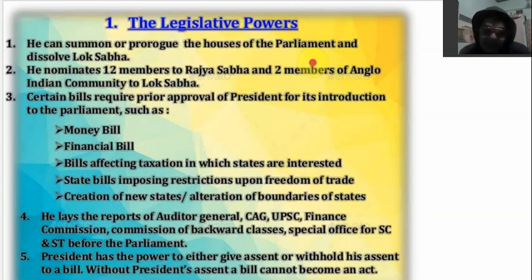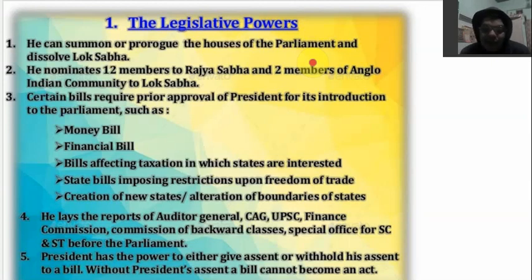Point 4 is he lays the reports of the Auditor General, CAG, Comptroller and Auditor General. It's like an Accountant of India, UPSC, Finance Commission, Commission of Backward Classes, Special Officer for SC and ST before the Parliament. It's only the President who can do this.